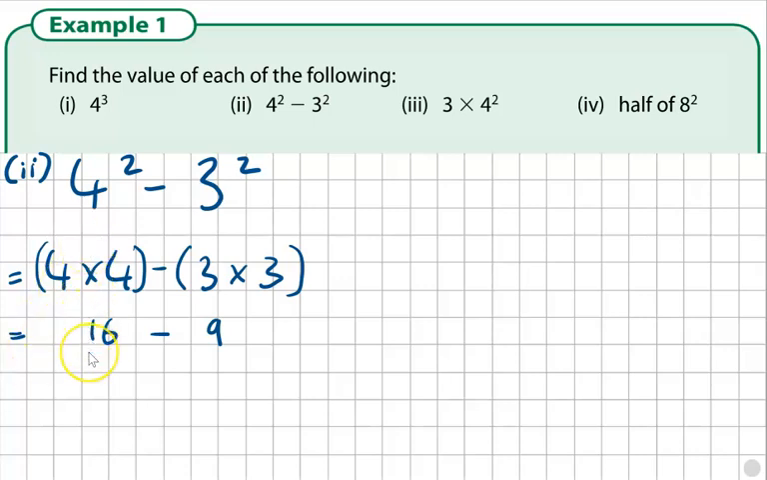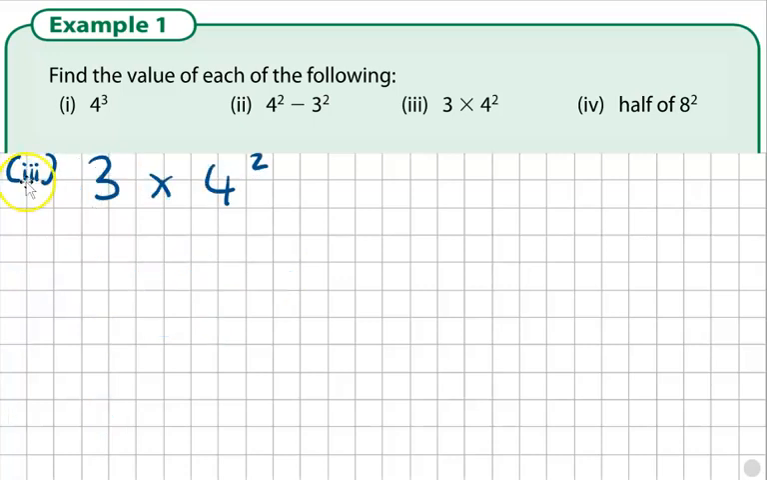So then 4 times 4 is 16. We bring down the minus, and 3 times 3 is 9. And then 16 take away 9 is 7. Part 3. 3 times 4 squared.